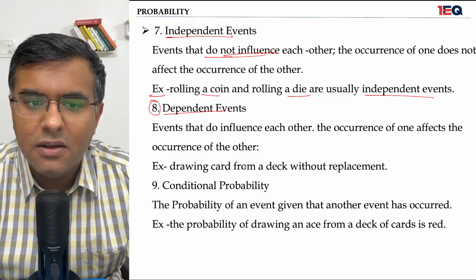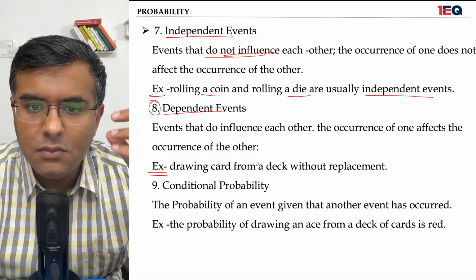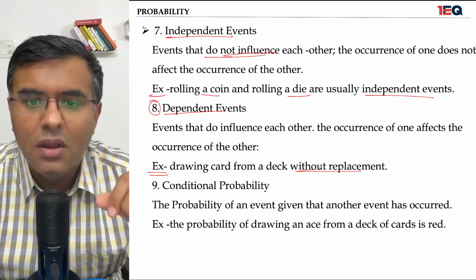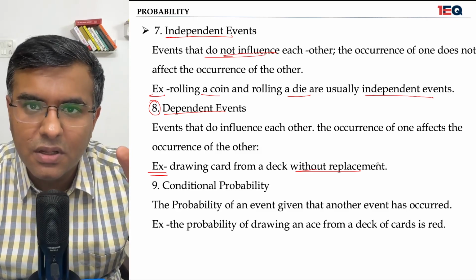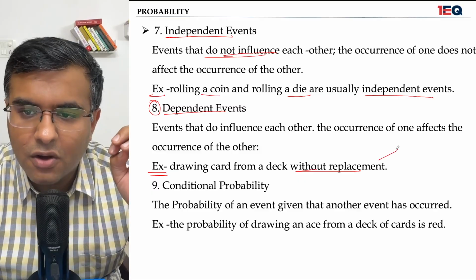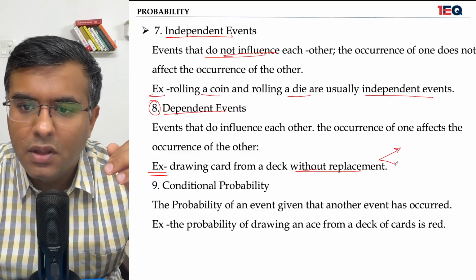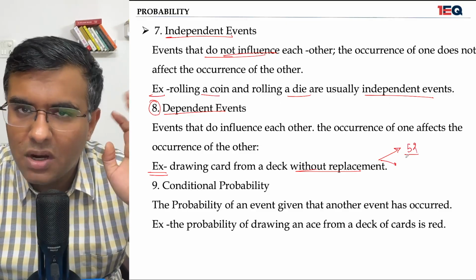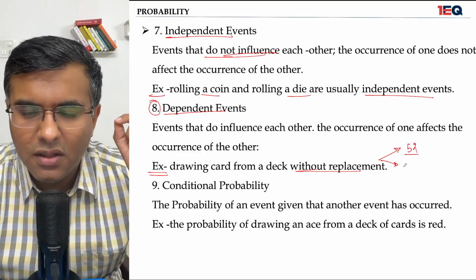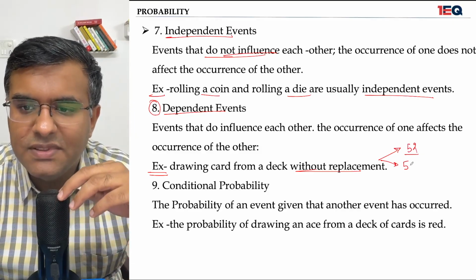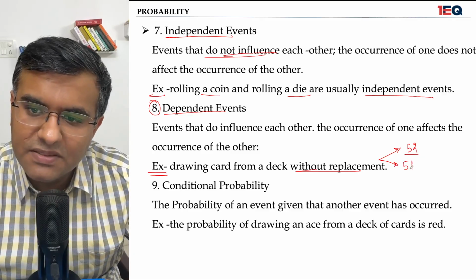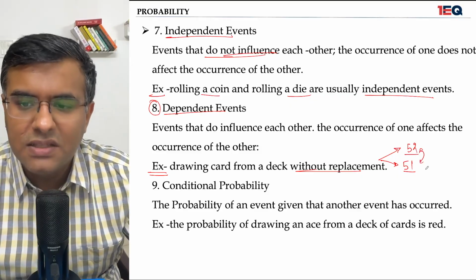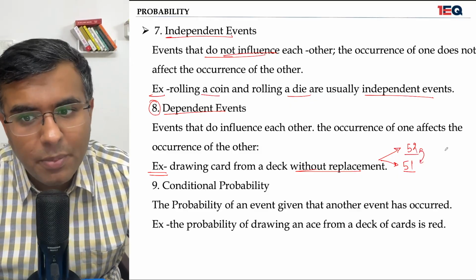The example is very beautiful: drawing a card from a deck without replacement. When I draw a card and I don't keep it back, in a deck there are 52 cards. This is my sample space. When I draw a card and I don't replace it, my sample space comes down, it becomes 51. So this changes my entire equation. So these are dependent events.